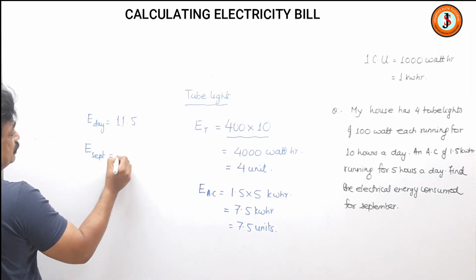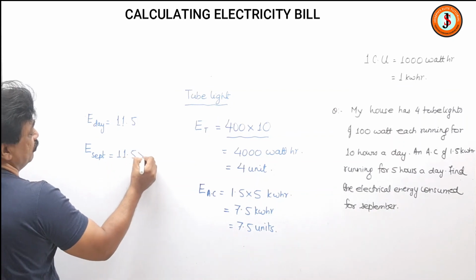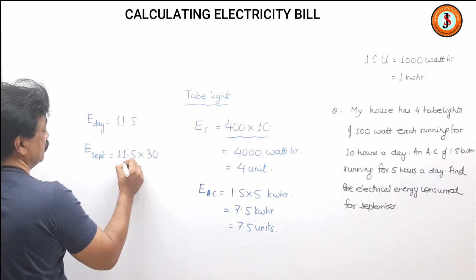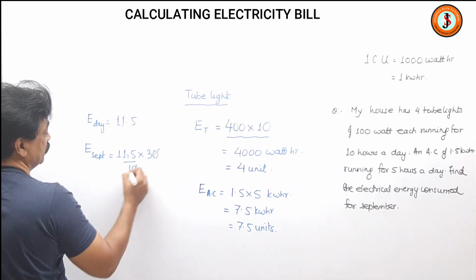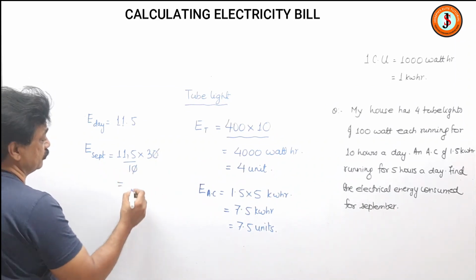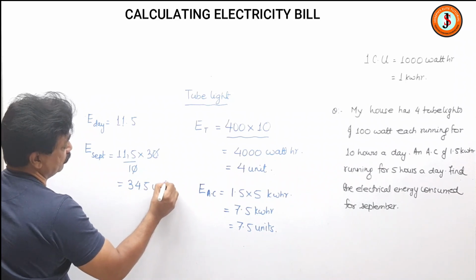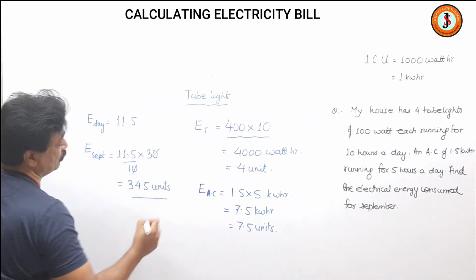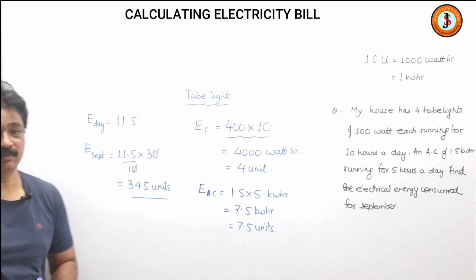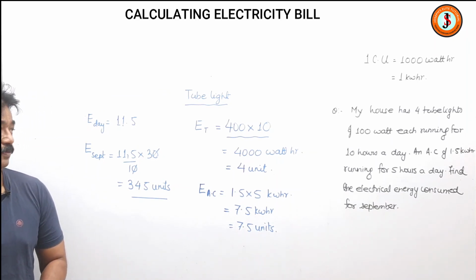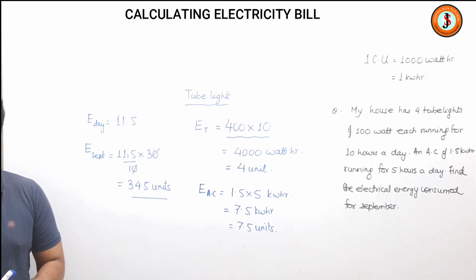Now consumption in September. September has 30 days. So 11.5 into 30. The point goes down. So now how much is this? 345 units, and that is what will be my electricity bill. So this is how we calculate the electricity bill. Thank you.